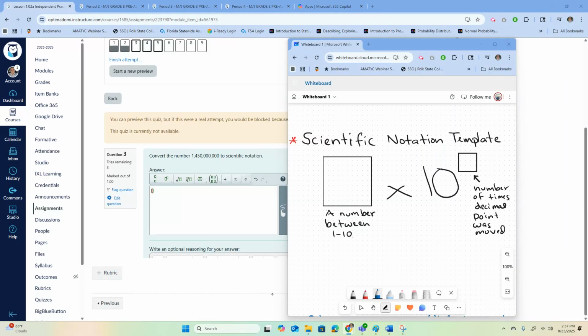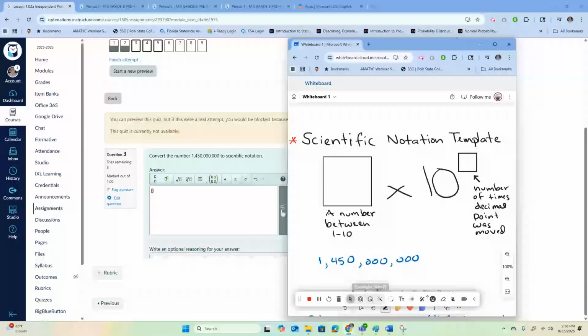Okay, here's question number 3, and they gave us a large number. Wow, this is a big number. This is 1,450,000,000. Okay, that's how big this number is. Now, I want to write this number in scientific notation.